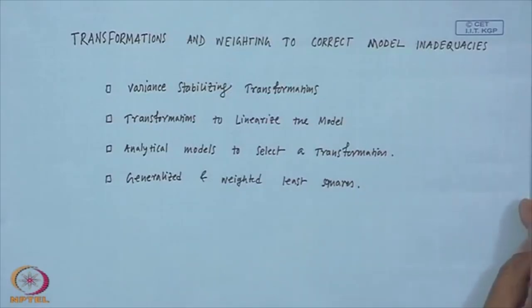So, before I start talking about this module, I want to talk about the objective of this module. For this, you first recall the simple linear regression model: Y equal to beta naught plus beta 1 x plus epsilon, where epsilon is the error term. And similarly, in the multiple linear regression model, we have capital Y equal to X beta plus epsilon.